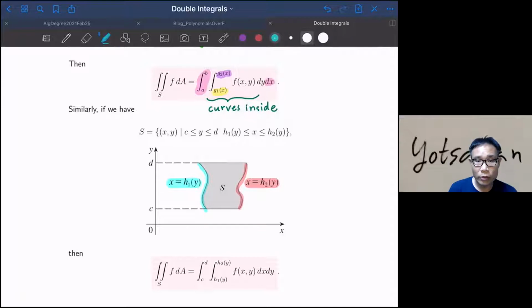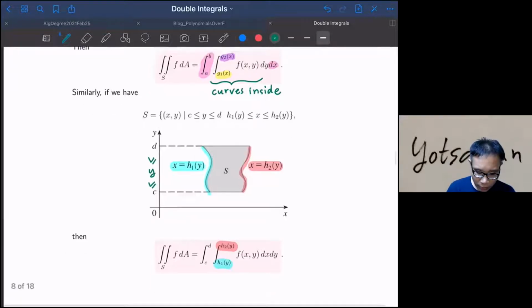So for this one, x is going to run from h1 to h2, from the blue curve to the red curve. And you have y between C and D. So you have y between C and D, and x between the blue curve and the red curve.